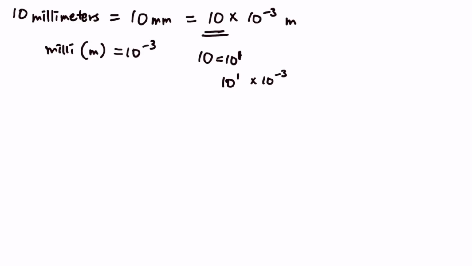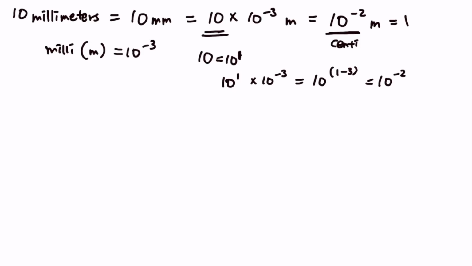I don't know if you remember this from your algebra course. It's 10 to the 1 minus 3, so it's 10 to negative 2. This is 10 to negative 2 meter. And what was the 10 to negative 2? That is equal to centi. So that's equal to 1 centimeter. Or I can just simply write 1 centimeter like that. So again, 10 millimeter is equal to 1 centimeter.